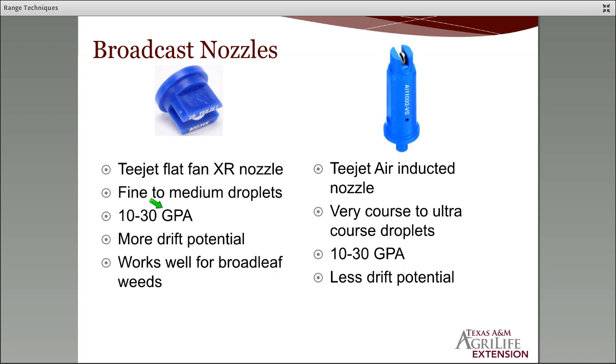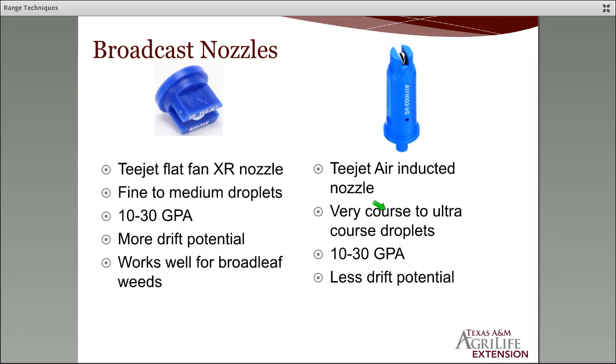Okay, moving back to the broadcast nozzles. We typically see a lot of these little flat fans. That's an XR manufactured by TeeJet. They work excellent for fine to medium droplets, 10 to 30 gallons to the acre. However, because of the fine to medium droplets, there's more drift potential.